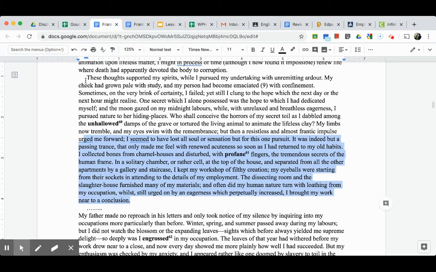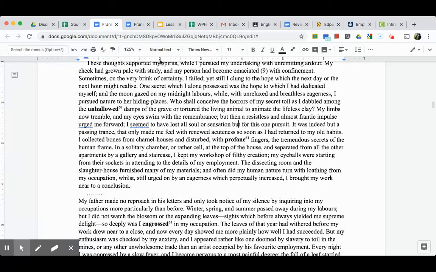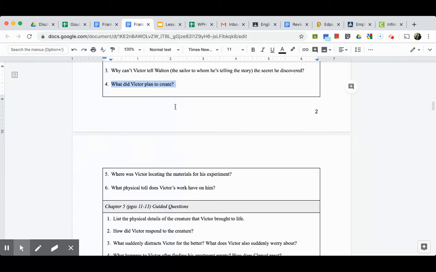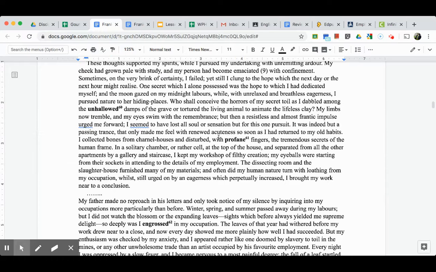So again, this picture of him really just going all out mad scientist. He's just obsessed, not sleeping, turning emaciated and weak. I think the next question was, well, we talked about what he plans to create. Where were his materials? He shares here that he gets them from the charnel houses, which is the morgue or the grave, and then he also gets them from the dissecting room and the slaughterhouses.